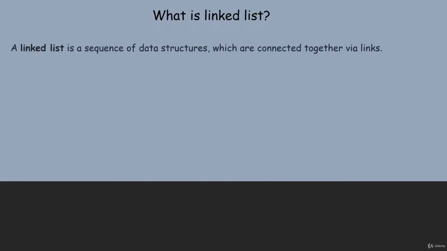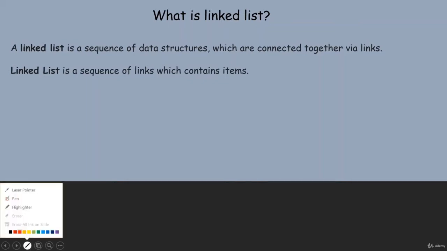So from here onwards, we are going to study the real data part. We are going to dive into code and much more. So what is linked list? A linked list is a sequence of data structures which are connected together via links. Or in simple words, you can say a linked list is a sequence of links which contains items.